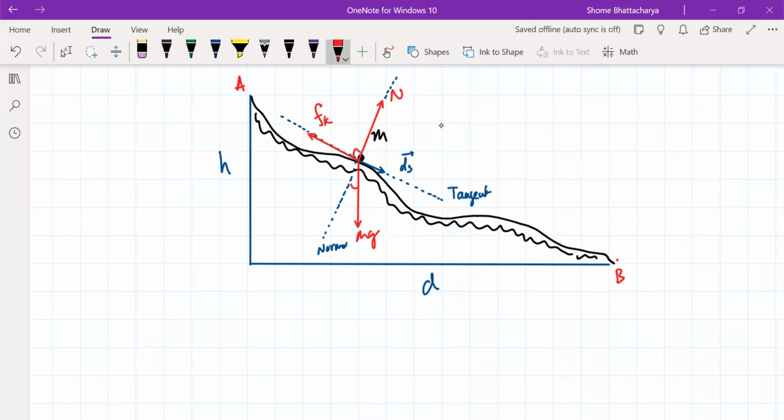So if this angle is theta at this point of time, you can see that normal reaction's instantaneous value will be mg cos theta. Therefore, kinetic friction's instantaneous value, which is mu N, will be mu mg cos theta.